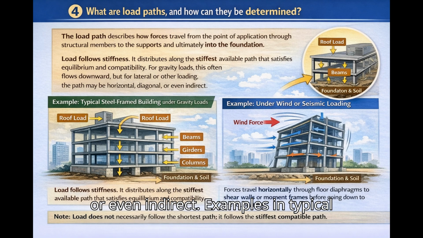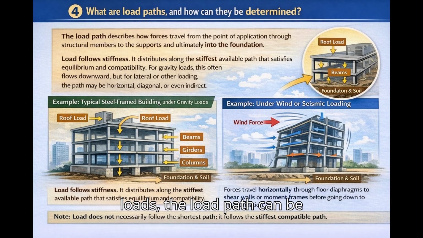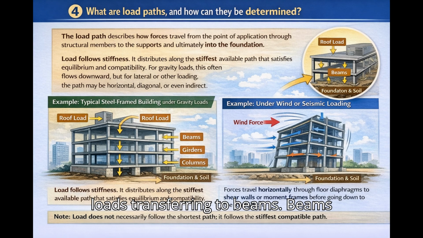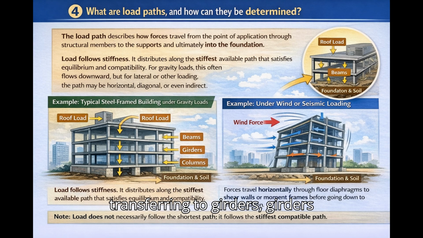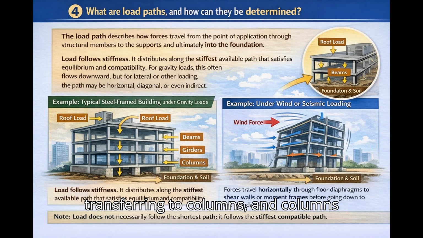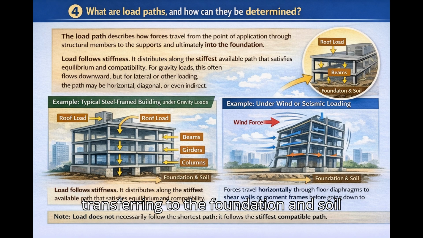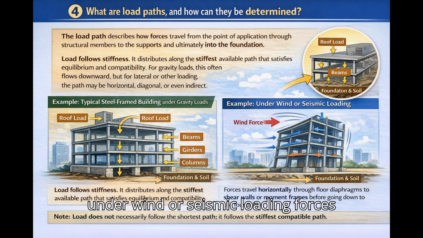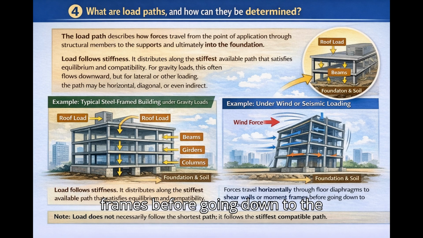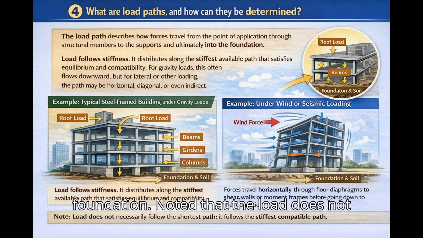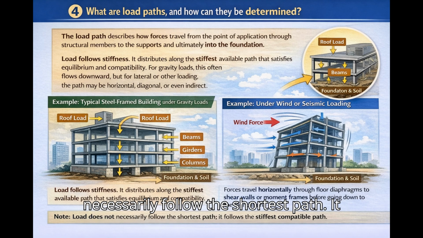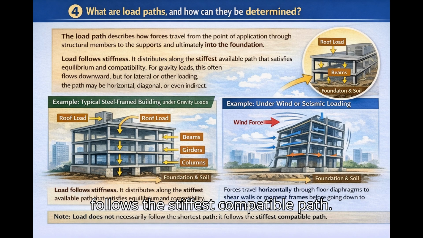Examples: in typical steel-framed buildings under gravity loads, the load path can be roughly described as roof or floor loads transferring to beams, beams transferring to girders, girders transferring to columns, and columns transferring to the foundation and soil. Under wind or seismic loading, forces travel horizontally through floor diaphragms to shear walls or moment frames before going down to the foundation. Note that the load does not necessarily follow the shortest path. It follows the stiffest compatible path.